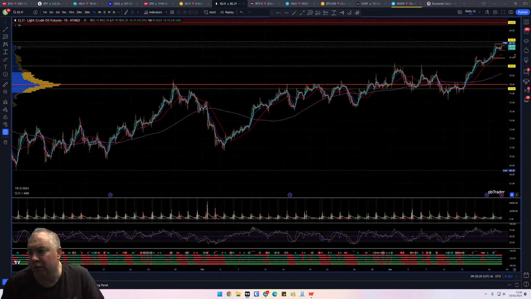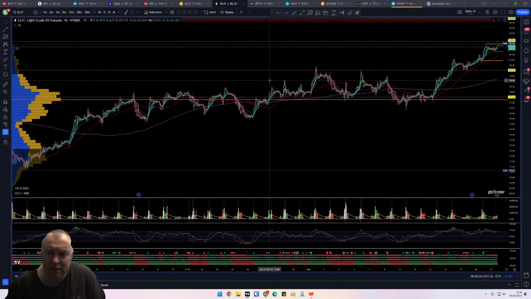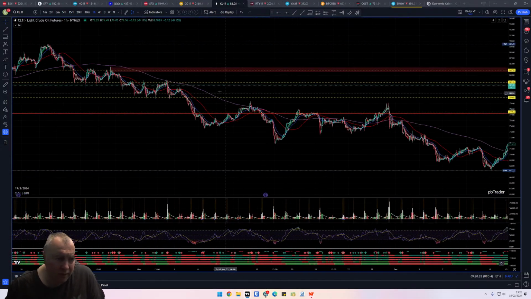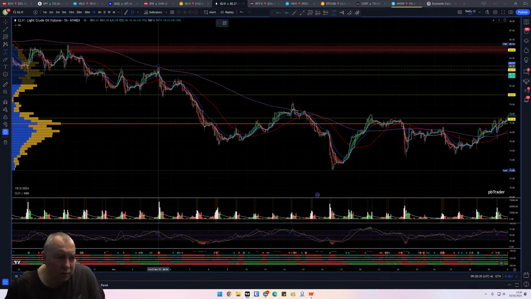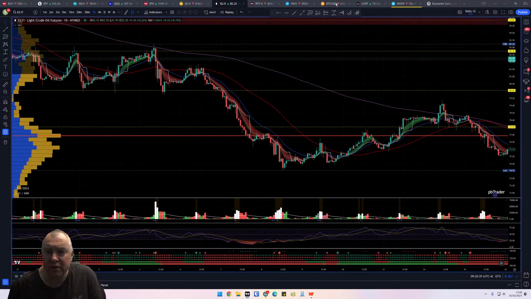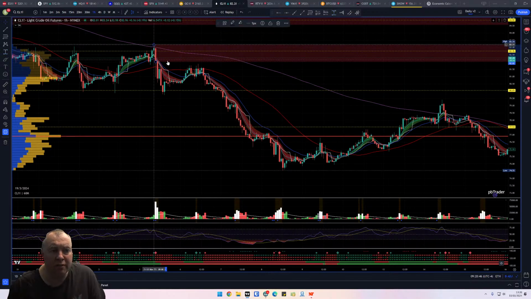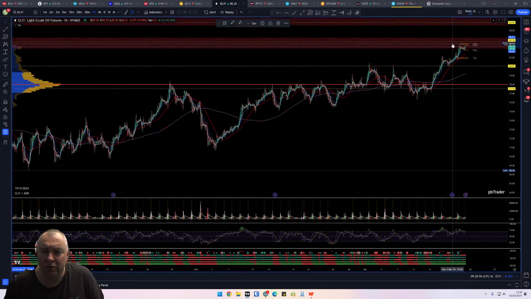Oh, that's the $84. What's the one below? 82.76, which is this level here. And again, we can put in our own kind of big zone, kind of this area here. So go back. We're kind of right in that area of supply right now.